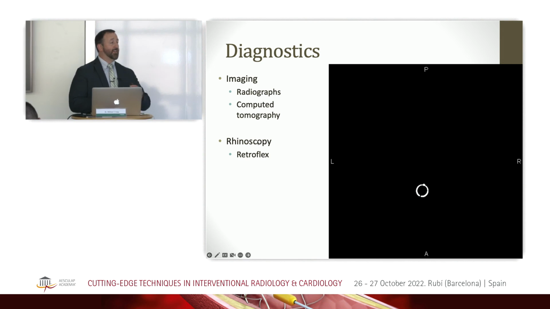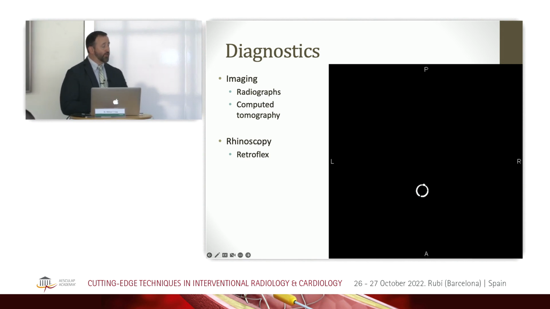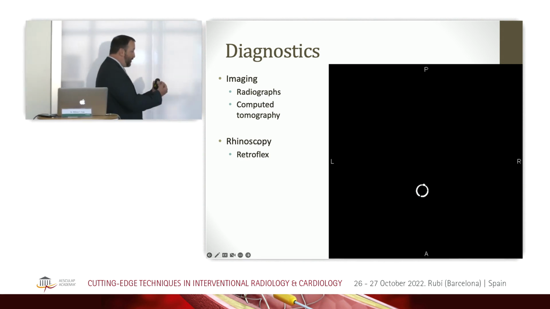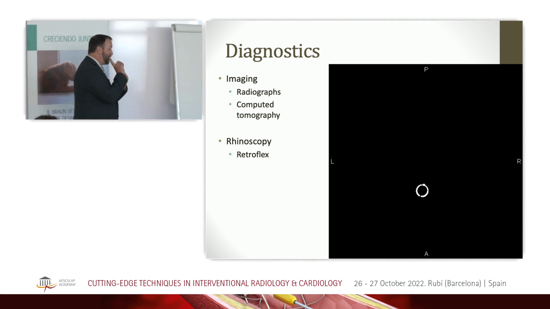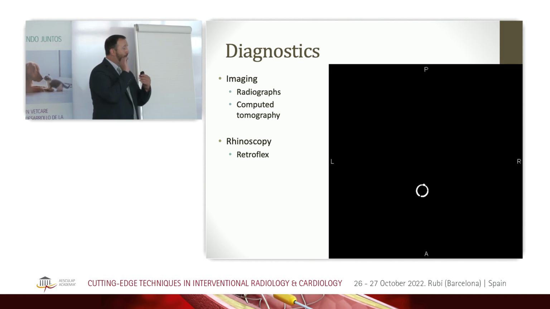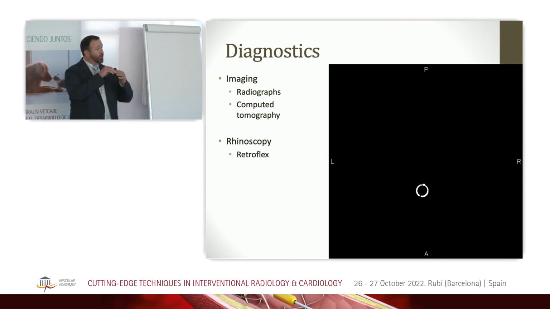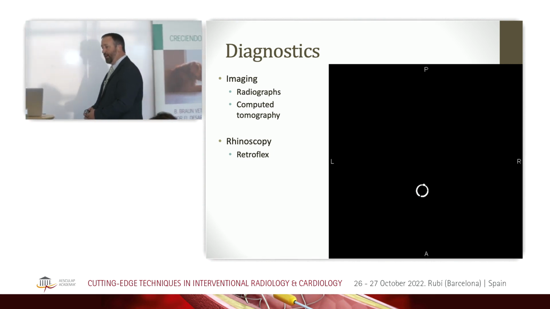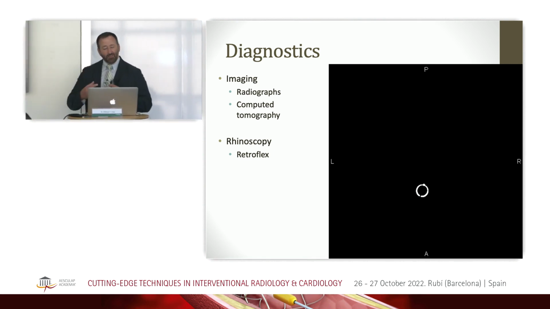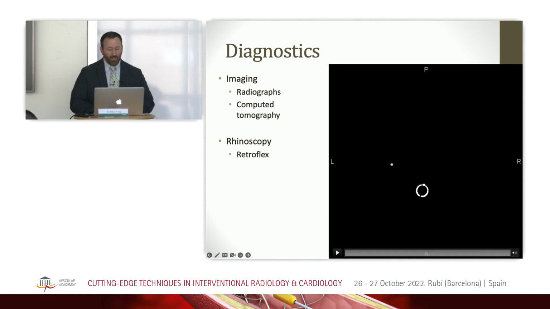Rhinoscopy is good in the diagnosis of a nasopharyngeal stenosis. If you do retroflex rhinoscopy, you come into the mouth, retroflex or use a flexible scope, and look up over the soft palate and up into the choana, you'll see that there's no opening there. You should normally be able to see all the way up to the choana. So you can diagnose it that way, but it doesn't really give you a view of how severe the disease is. So let's run through this here.